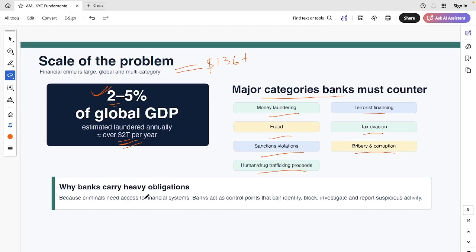Banks are the carriers of value, so banks become the control point. They can identify suspicious behavior. They can block the transaction. They can investigate the alerts. They can report suspicious activity, and sometimes exit a risky relationship as well. In layman terms, banks are like toll gates on the financial highway. Not every vehicle is stopped, but suspicious vehicles must be checked. This is why AML systems must be connected with customer data, transaction data, screening data, cash management, and regulatory reporting.